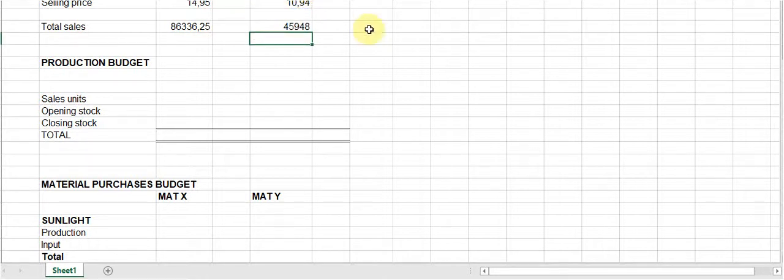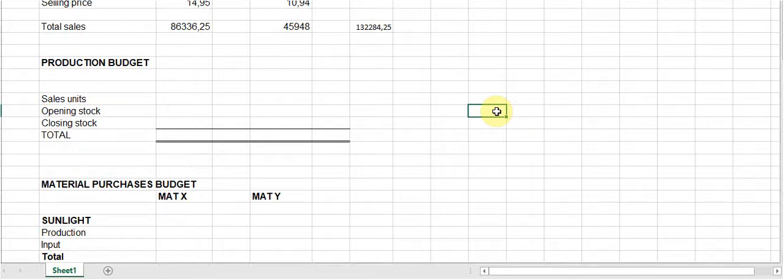Right, so there's the total sales that we should be calculating. I also calculate just a final total for everything in case there is an additional mark for that. And there we go, we have our total sales, 132,284 Rand and 25 cents.